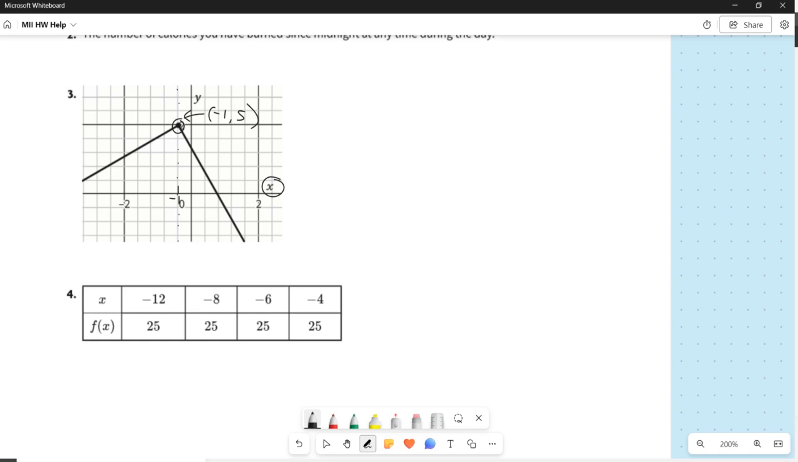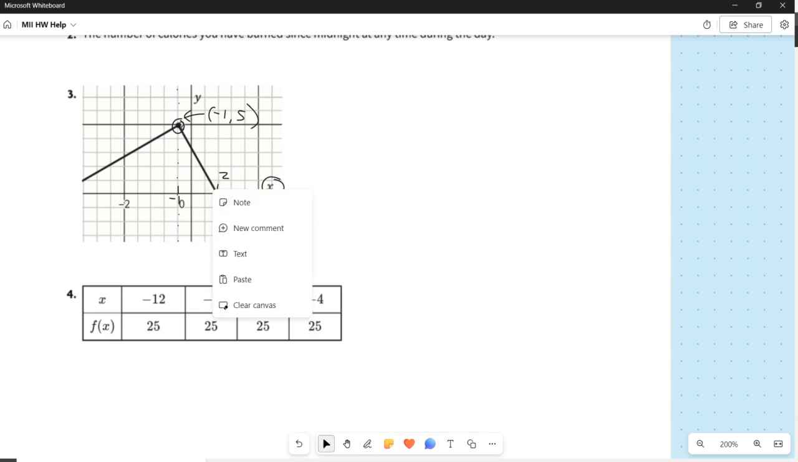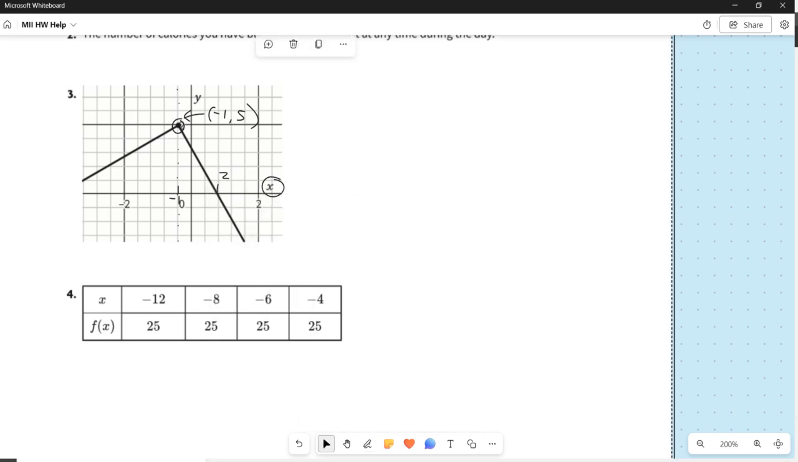If I plug in, I don't know, a 2, right? 2 is right about there. I get that point right there, which is maybe a little bit below 0, right?